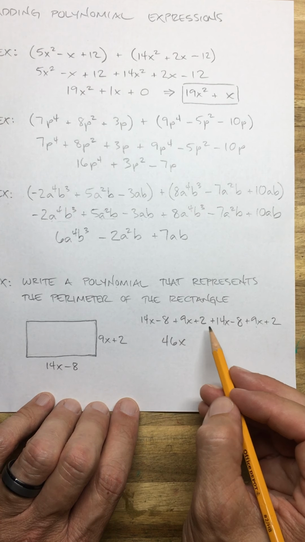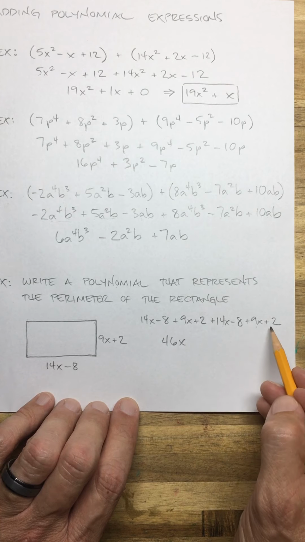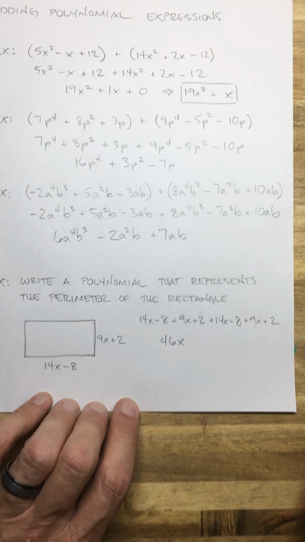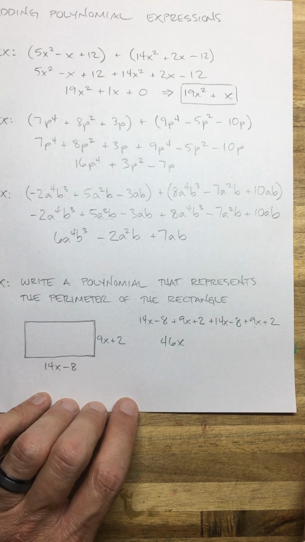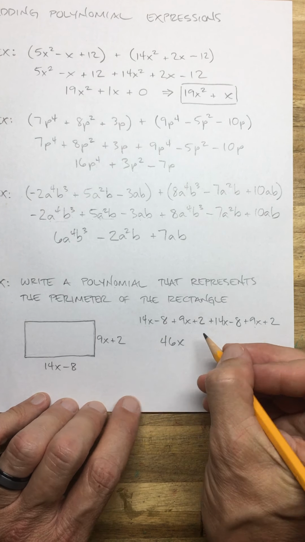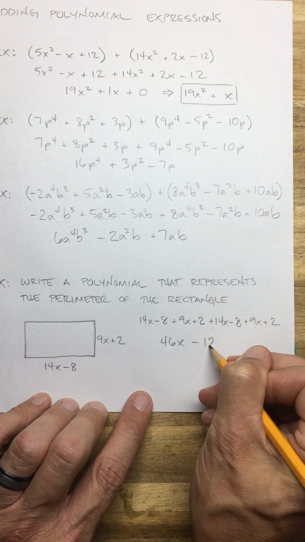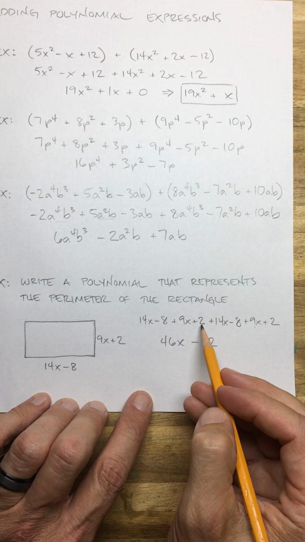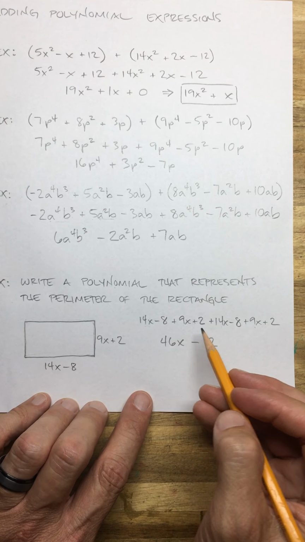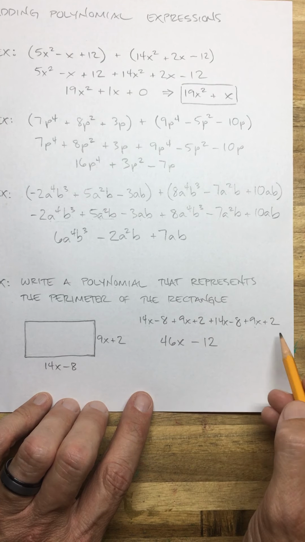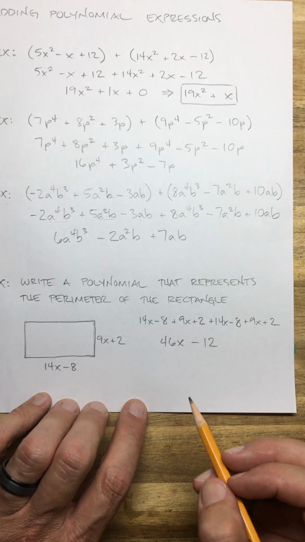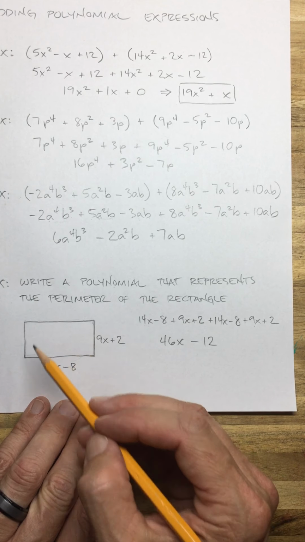Okay, then we're going to combine these guys. There's a negative 8, there's a plus 2, there's another negative 8, and there's another plus 2. Can you do that one? Okay, I get negative 12. All right, negative 8 plus 2 is negative 6. Negative 8 plus 2 is negative 6. Negative 6 and negative 6 is negative 12. So there's my polynomial that represents the perimeter of that rectangle.